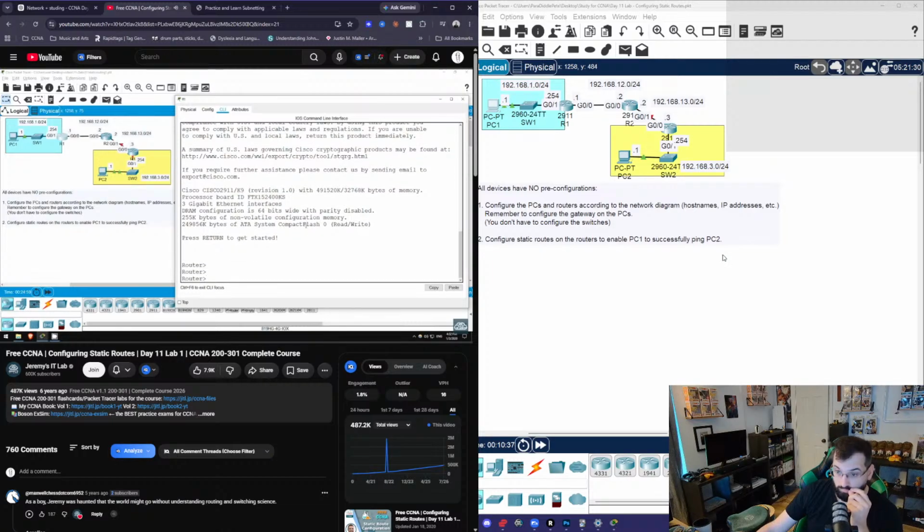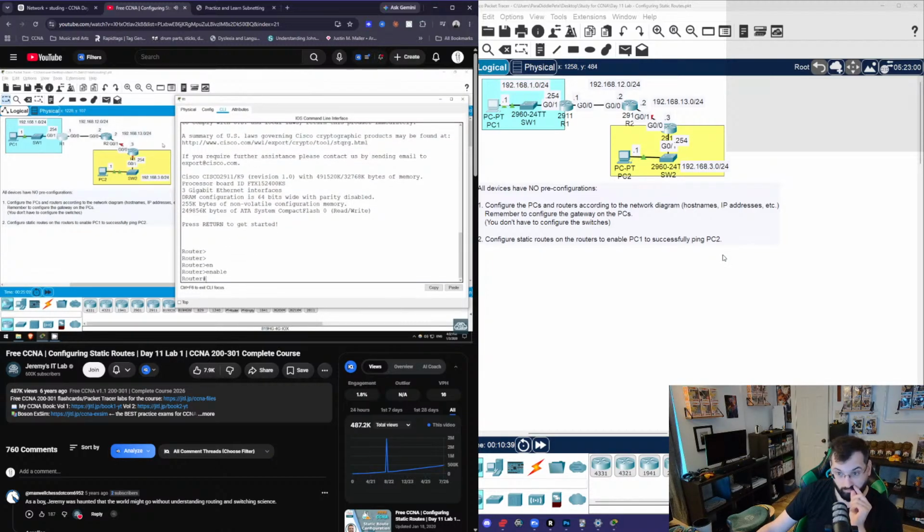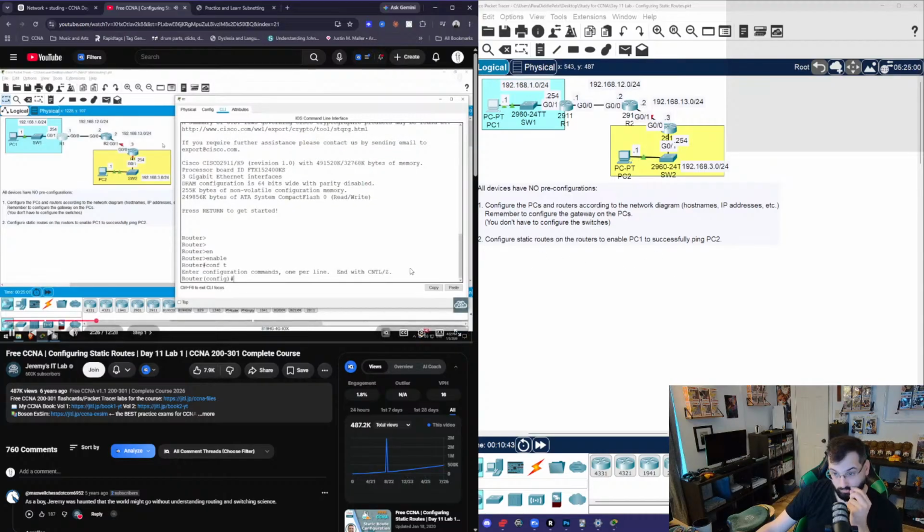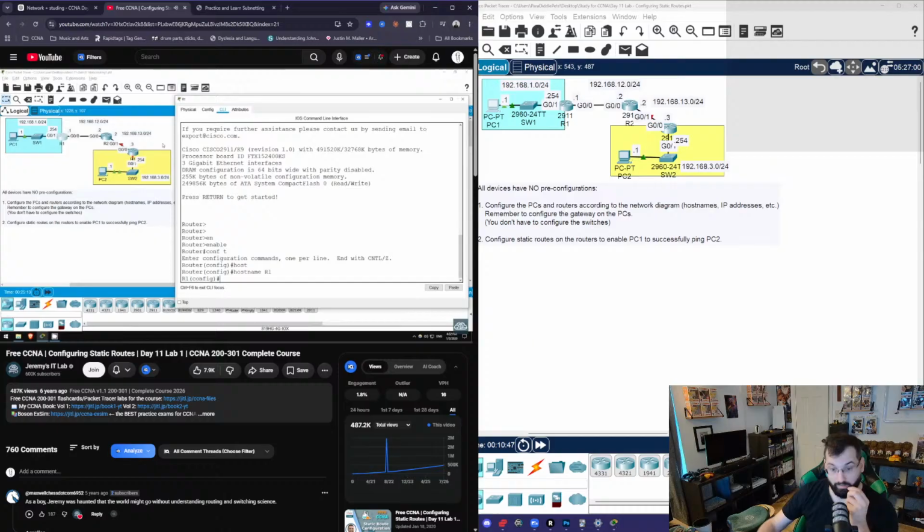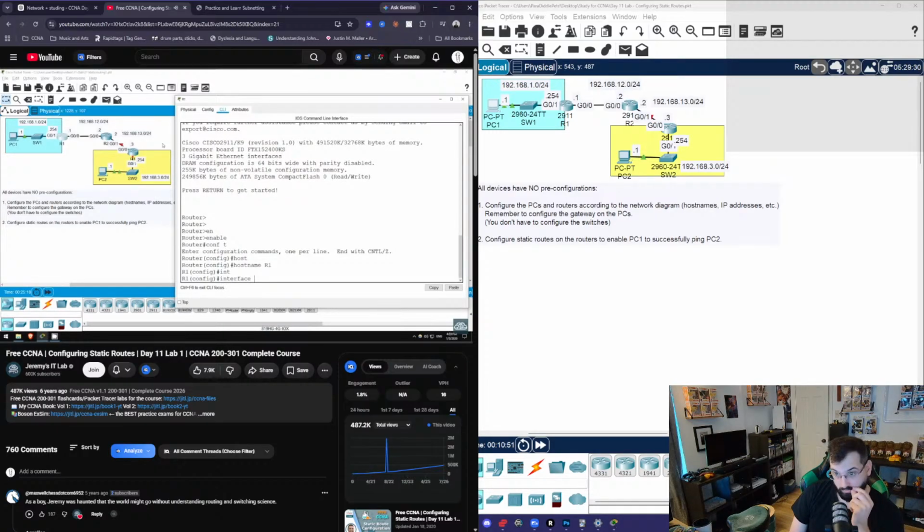From the CLI, I'll use enable to enter Privileged Exec mode. Then, configure terminal to enter Global Config mode. Now let's set the hostname with this command: hostname R1. Next, I'll configure the interfaces. First, G0/1, which is connected to the internal LAN. Interface G0/1.